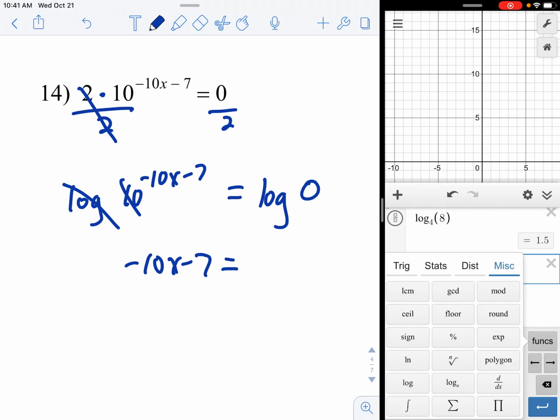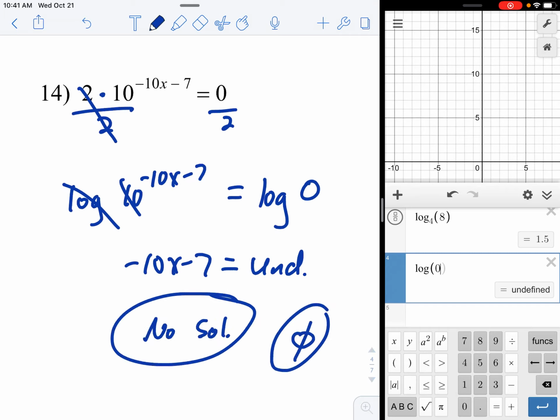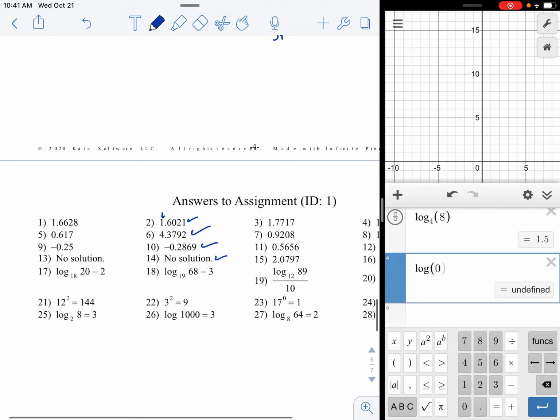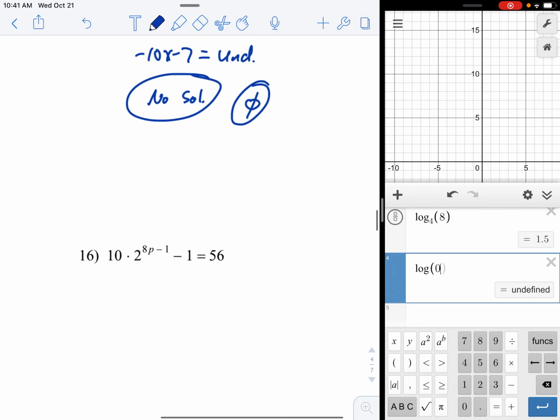Now watch this. Function log 0. Undefined. It is impossible to take the logarithm of 0. It cannot be done. That's like saying, what power can you raise 5 to get 0 for an answer? How many 5s do you multiply together to get 0? It can't be done. There's no such thing. So number 14 is an example where there is no solution, or that symbol, like I used to use, the null set. So number 14 had better be no solution, and it is. So if you get undefined on your calculator, no solution.